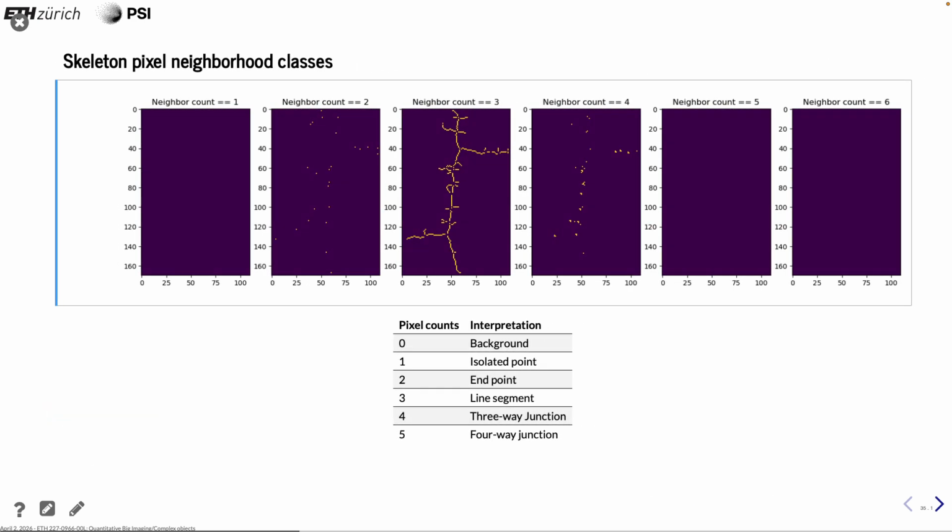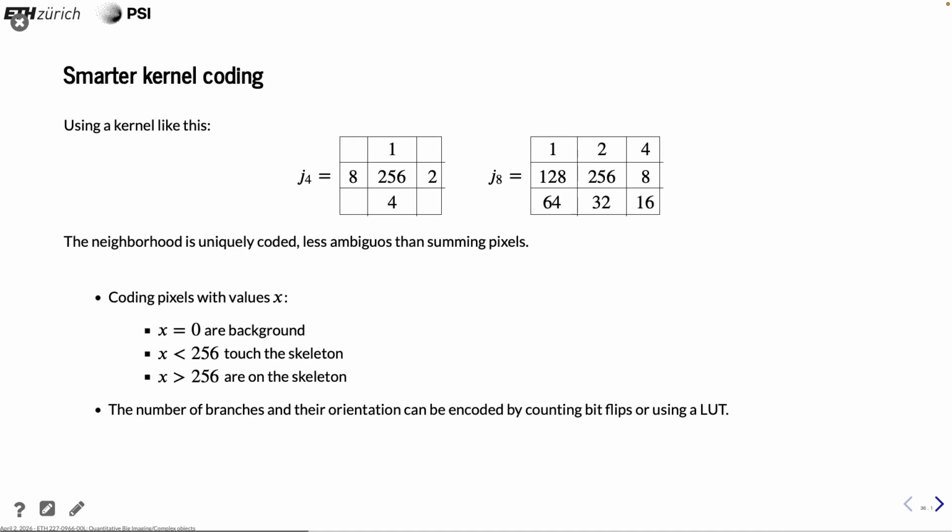And now looking at it, we can see that 0 means the background, 1 is an isolated point, so it's just an island. 2 is an endpoint, then we have the line segment, 3-way junction, and 4-way junction. So these are the types that we can identify with that kind of filter kernel. You can even make it more complicated if you want to know if the branch is pointing up or down or sideways or something. And then you can do different kind of kernel.